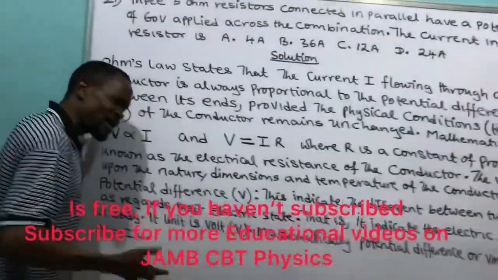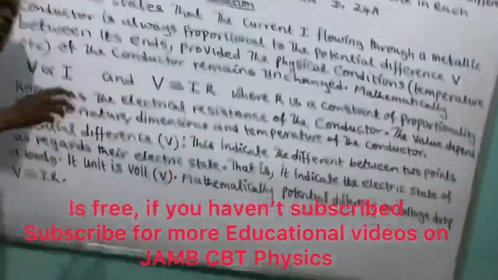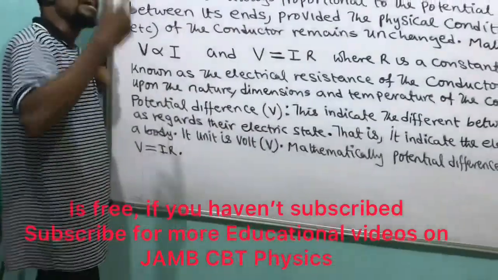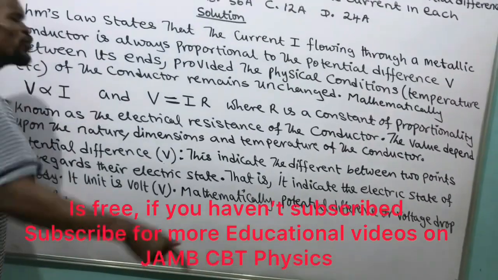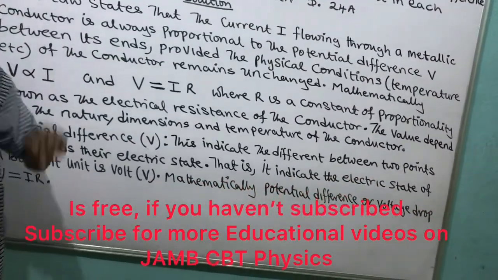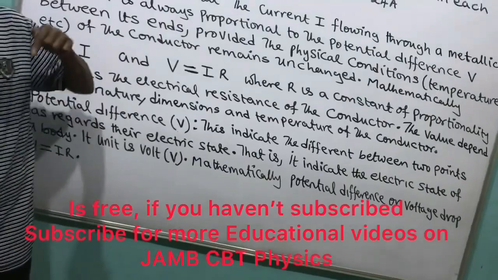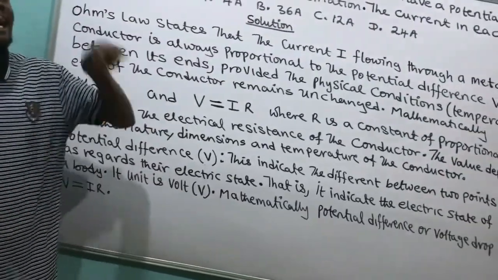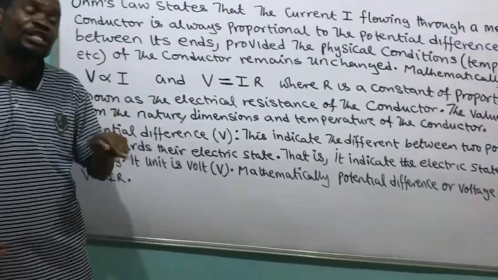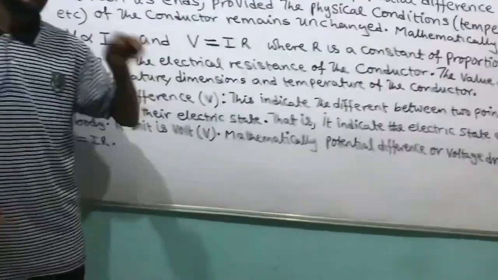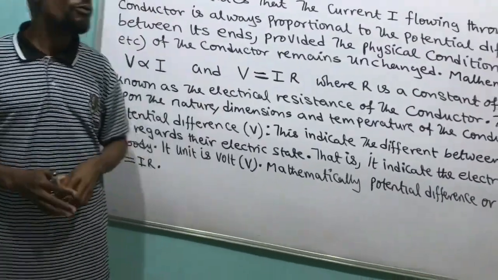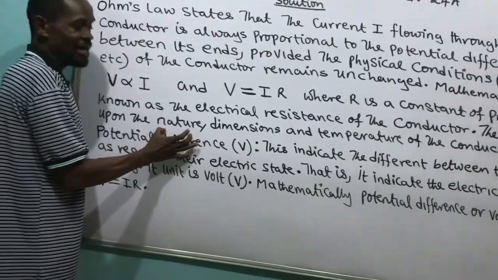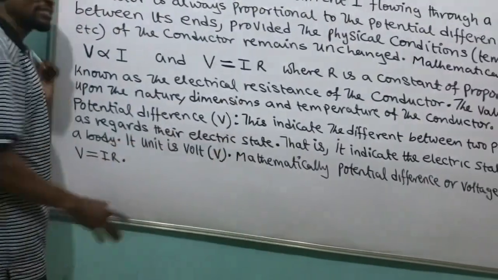Then when you use silver, it has a little resistance. When you use copper, it has more resistance than silver. Other metals below gold and silver have higher resistance due to impurity inside those metals. So the resistance they will offer to the flow of current will be higher than what copper or silver will offer. Therefore, it depends on the nature of the metal.